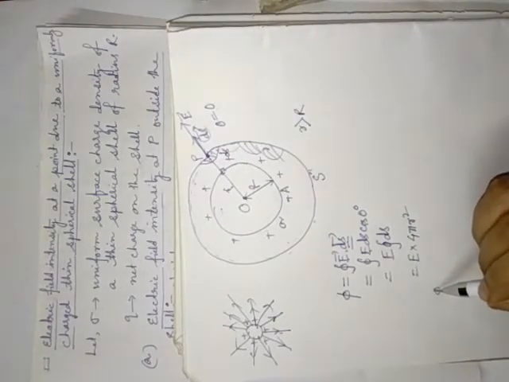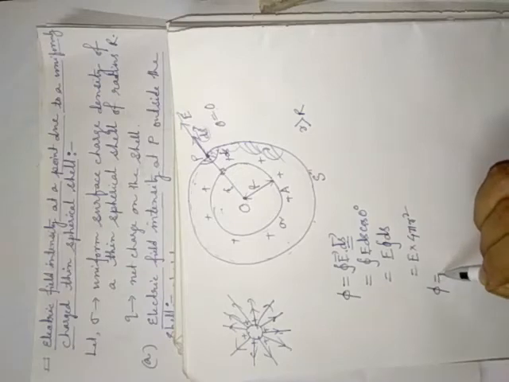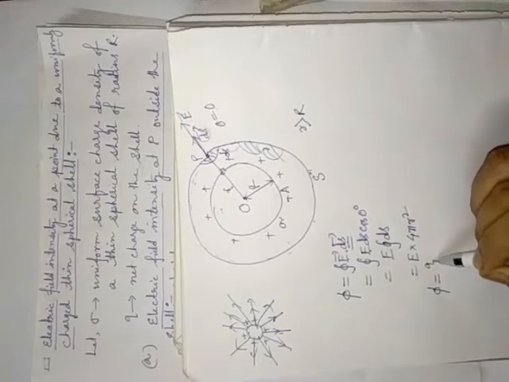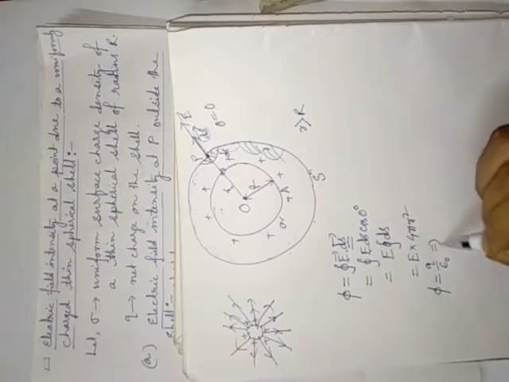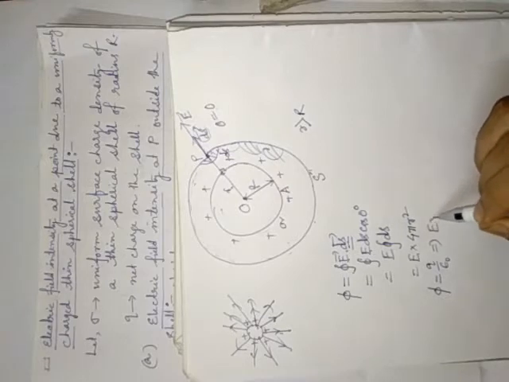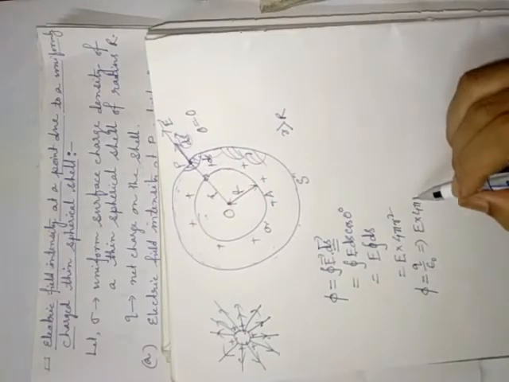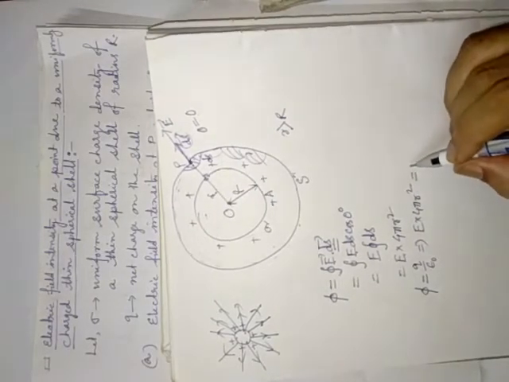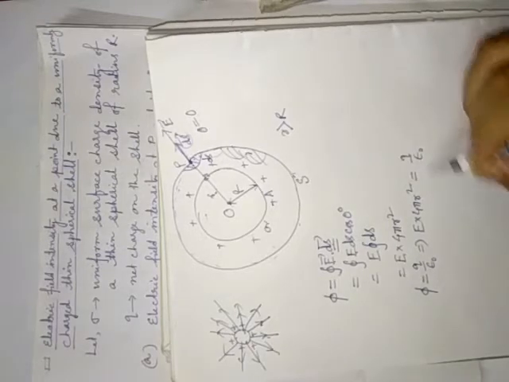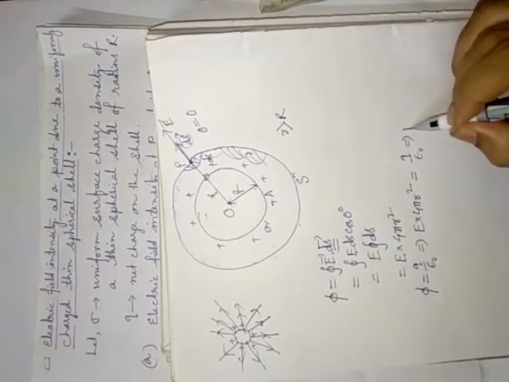Now we are going to apply Gauss's law. Phi, the net flux, equal to q by epsilon naught. Now see, phi equal to E into 4 pi small r square. Now q by epsilon naught, or E equal to what?